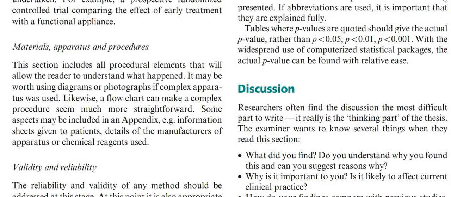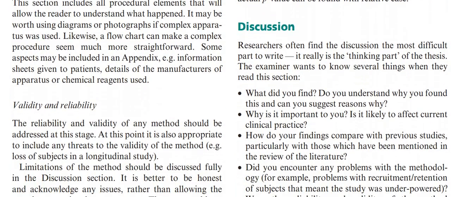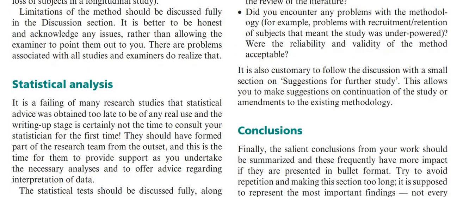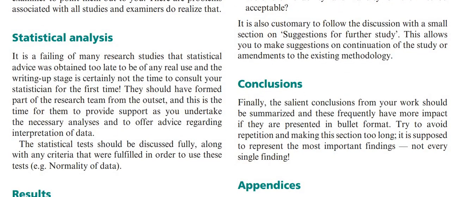Materials, method, procedure. This section includes all procedural elements that will allow the reader to understand what happened. It may be worth using a diagram. Validity and reliability. This is not for chemistry. Statistical analysis. This is also very important. It is a failing of many research studies that statistical advice was obtained too late to be any real use, and the writing up stage is certainly not the time to consult your statistician for the first time.